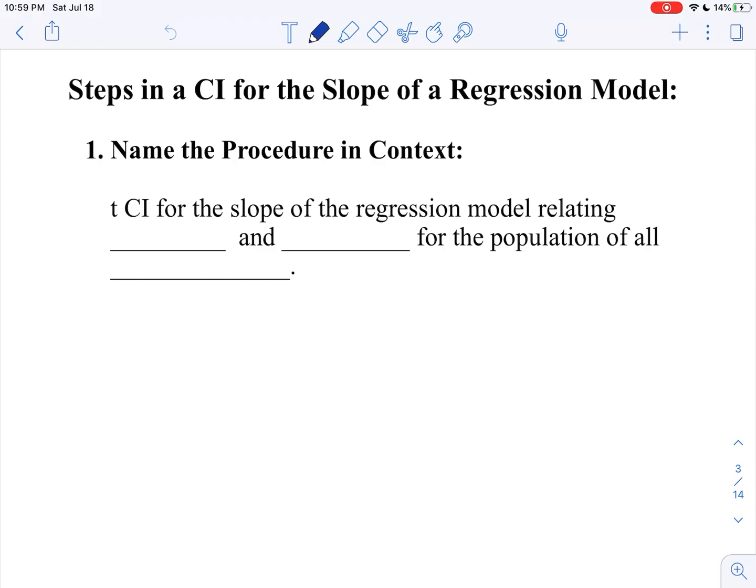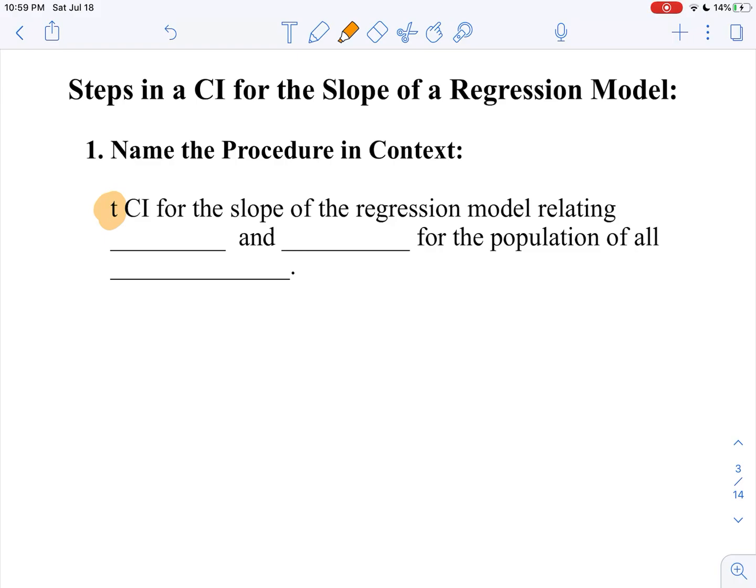Because we don't know the population standard deviation, we have to estimate with s, so this is going to make it a t confidence interval, just like we did for means. And then obviously you just put in your context. So the slope of the regression model relating temperature outside and number of cricket chirps for the population of all days in the winter of 2020 or whatever it is.